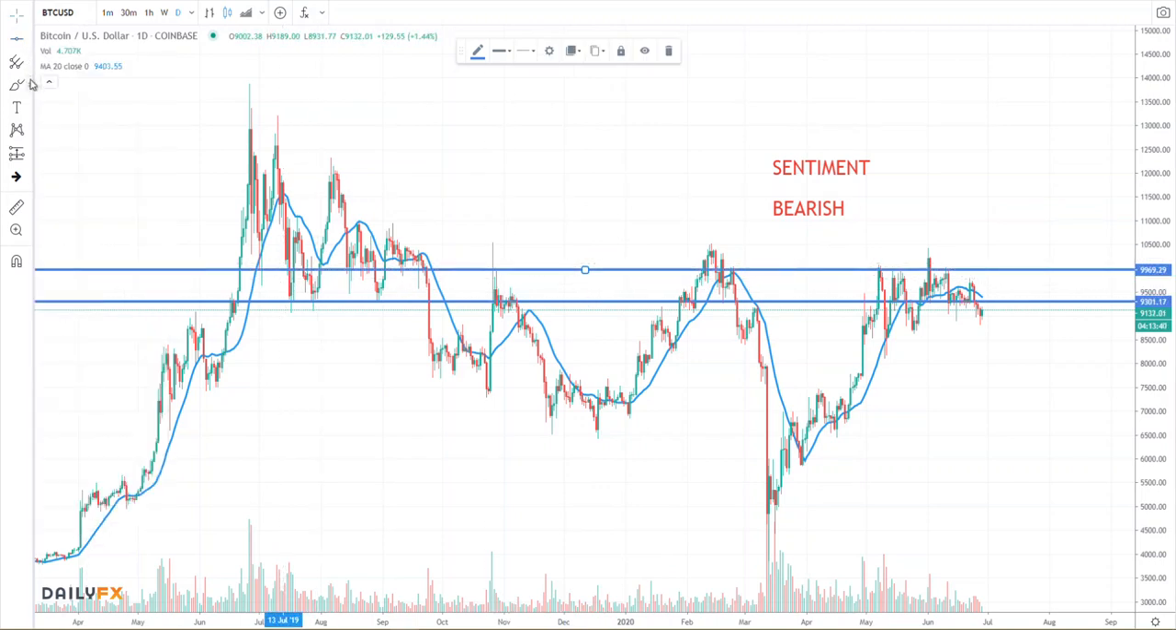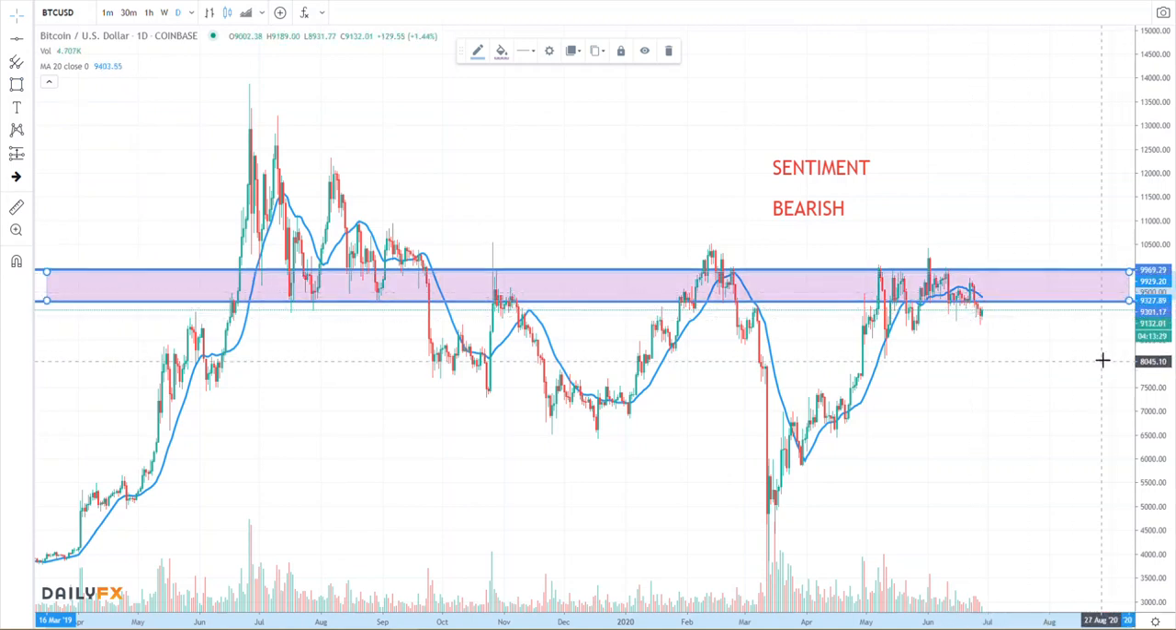So to represent that zone, I'm going to take my rectangle tool, and I'm going to draw that out. And so we can see the price action has been testing this zone, right? But now it's starting to fall out. And for a bit, it was kind of traveling sideways, and it kept getting pushed back up into that zone.